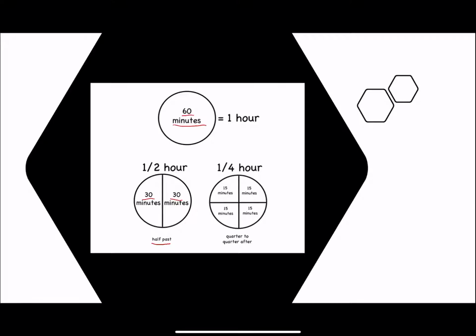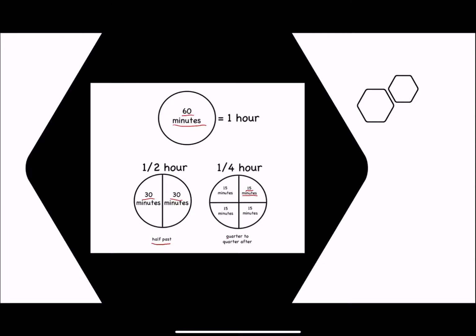Now let's look at 1/4 of an hour. So that means we break the hour up into 4 equal parts. And since an hour is 60 minutes, if we divide 60 by 4, we get 15 minutes. So there's 15 minutes in each 1/4 of an hour. And sometimes people call that a quarter because a 1/4 is also equal to a quarter. So some people might say 1/4 or quarter after the hour.